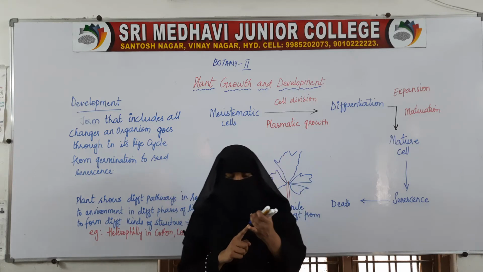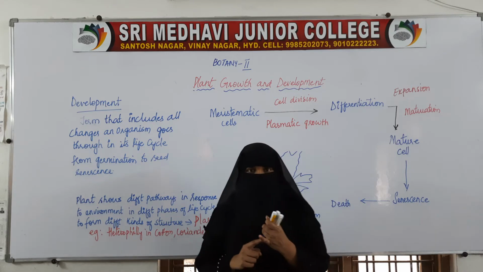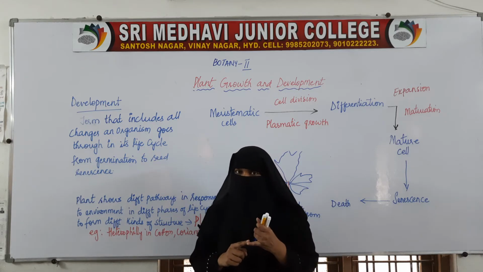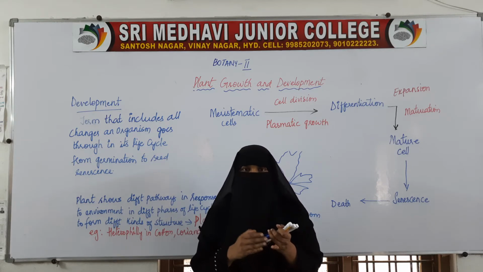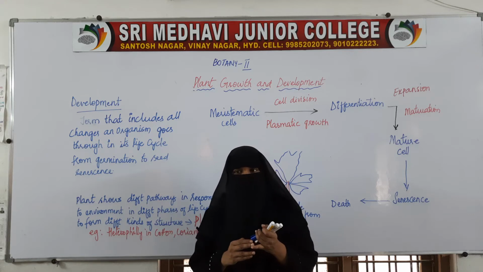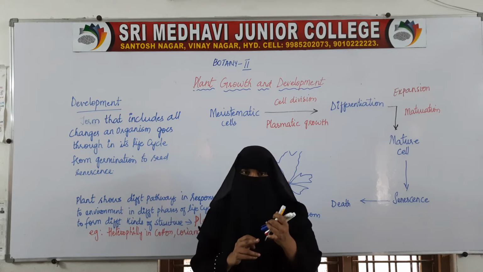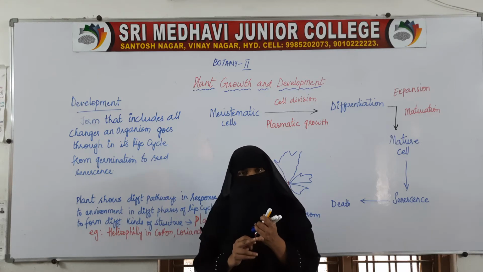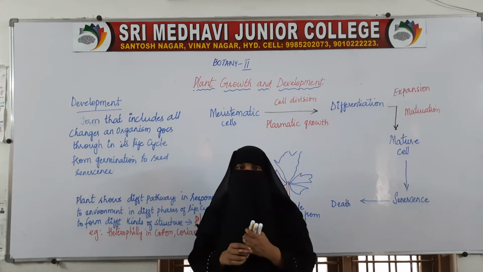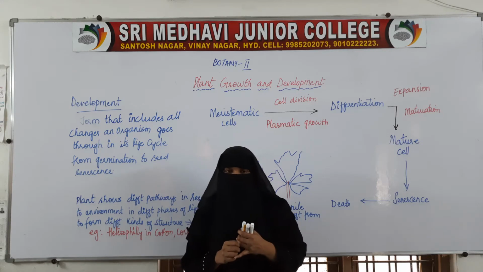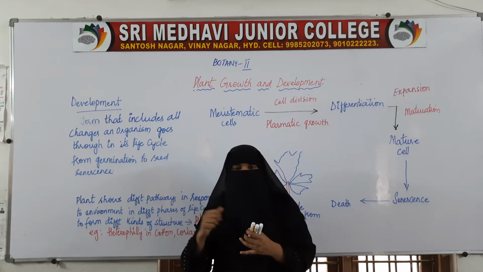So in the starting we have said that development of a plant from the zygote to a mature plant is dependent on two stages. One is growth and another is differentiation. That is, development of a plant from a zygote takes place in two stages. The first stage is growth and the second stage is differentiation. We have seen what is growth, that is increase in number of cells, because of which the mass and the size of the organism will increase. It is an irreversible increase. Then we also have seen what is differentiation.